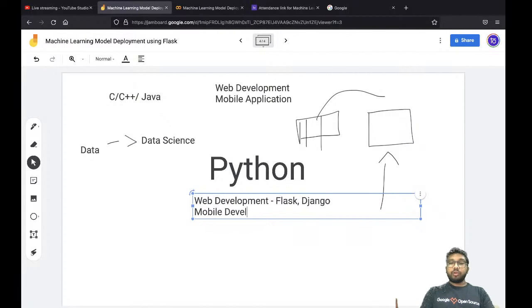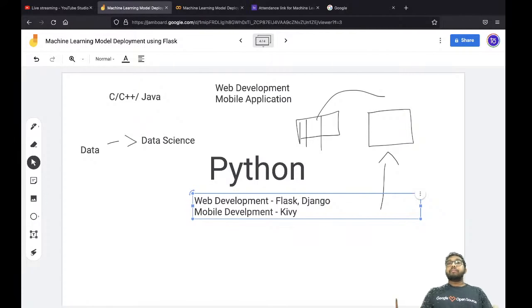If you want to do mobile development, not only a native app, but a hybrid app or a cross-platform app. Cross-platform means that you write the code once for both Android and iOS. That's the specialty of Flutter and React Native. So you can do that with Python. If you want to go with that, you can use the Kivy framework. This is a mobile framework for Python, okay?